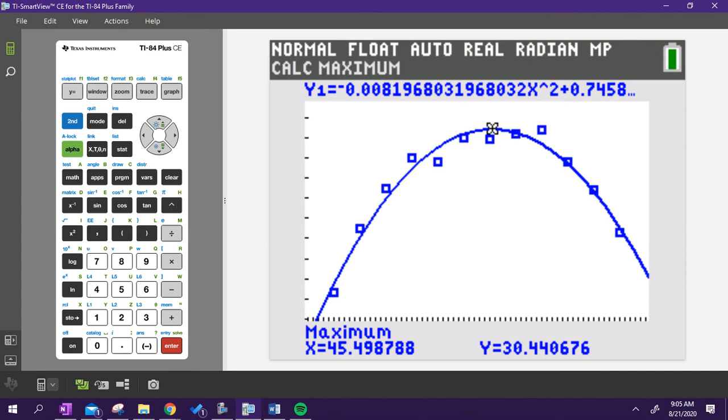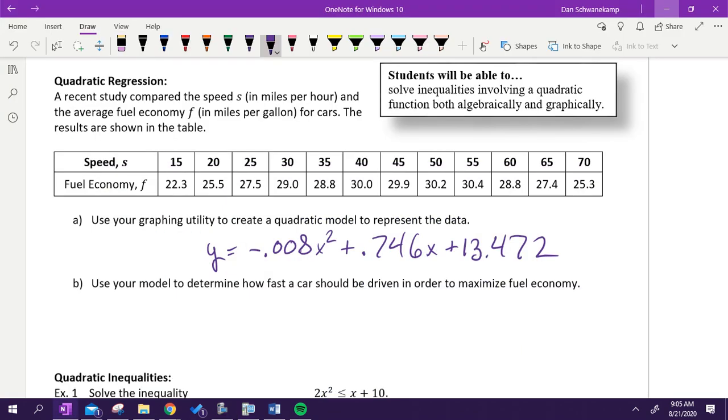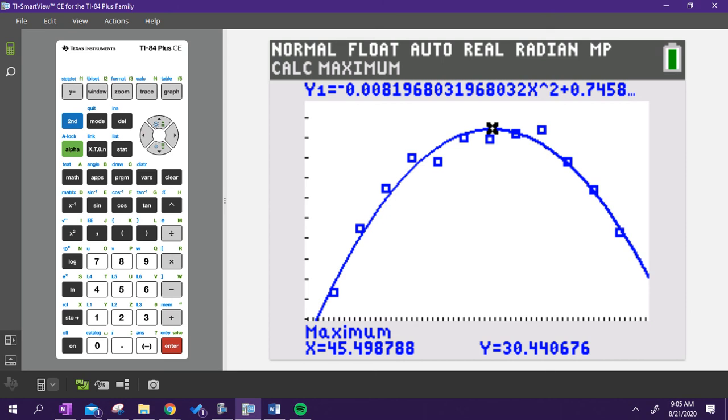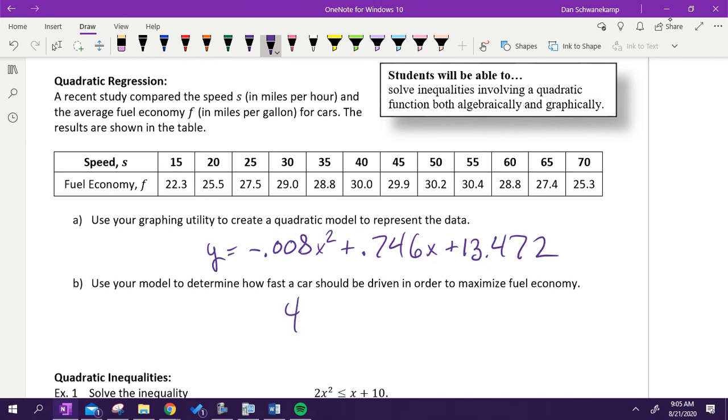So the question was, at how fast should the car be driven? Looking at that answer, how fast should the car be driven? 45. That's how fast it should be. What would your miles per gallon be? That's the 30.440. Okay, but how fast should you drive? 45.499 miles per hour.